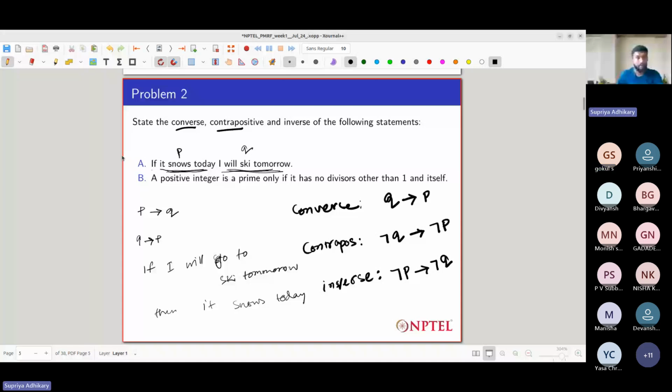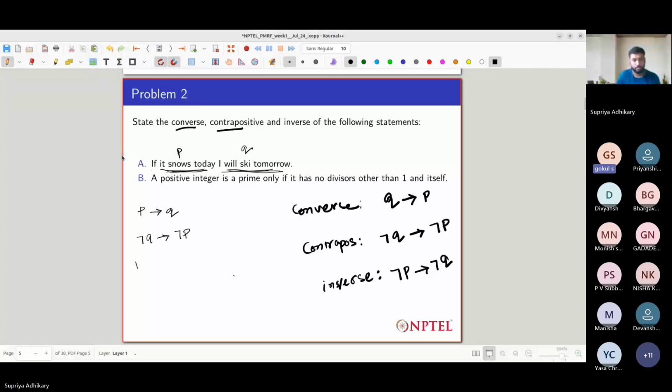Okay, so what should be the contrapositive statement? The contrapositive statement is basically not Q implies not P. What is the negation of the statement Q? The negation of Q is that I will not go to ski tomorrow.